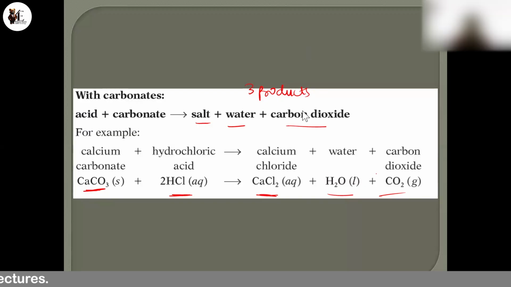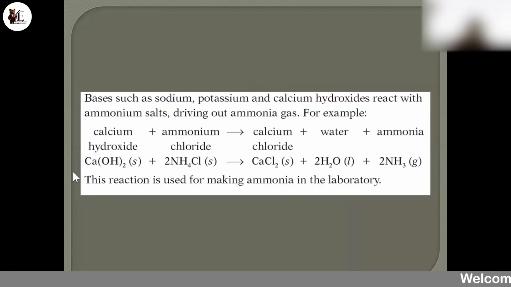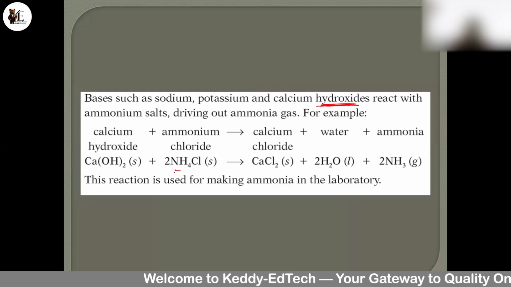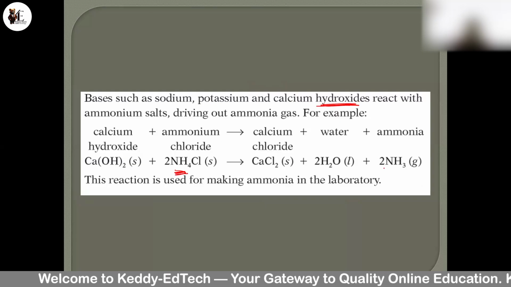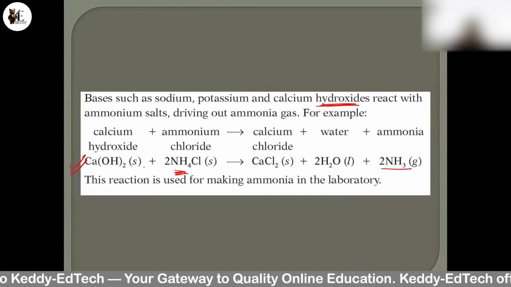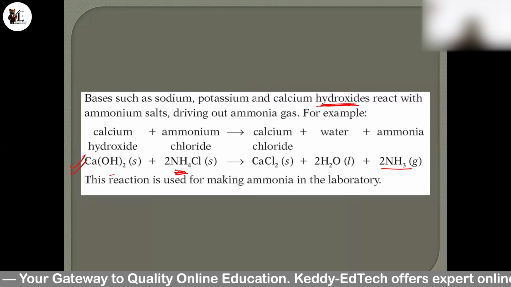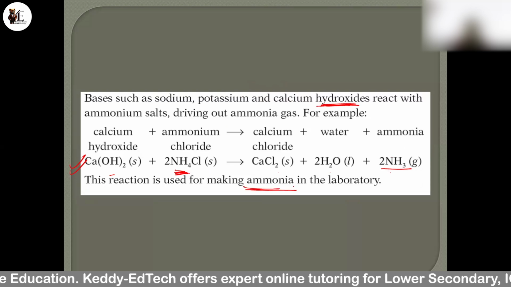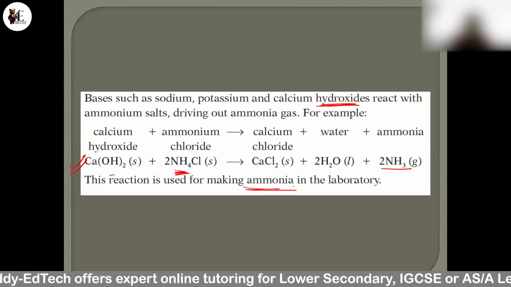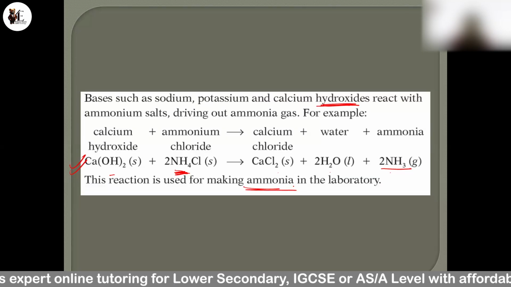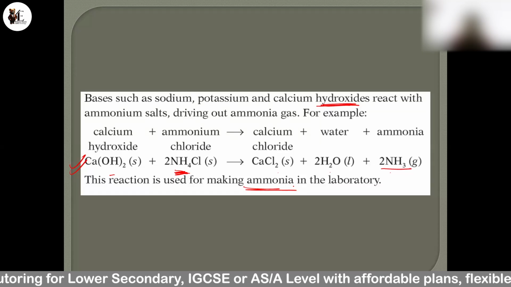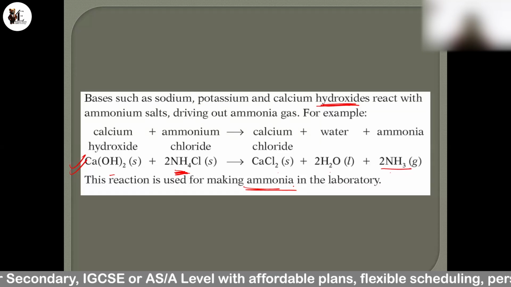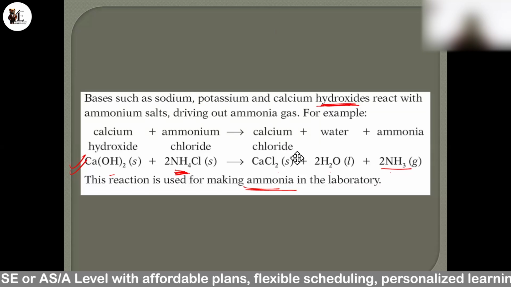Done. Okay. So bases such as sodium, potassium, and calcium hydroxide are all bases because metallic hydroxides are basic. They react with ammonium salts like ammonium chloride, and it gives us ammonia gas. So this reaction is also important. Calcium hydroxide, when it reacts with ammonium chloride, you get calcium chloride, water, and ammonia. This reaction is used for making ammonia in the laboratory. So always remember that such bases like sodium, potassium, and calcium hydroxide react with ammonium salts to produce ammonia gas. Write down this reaction.